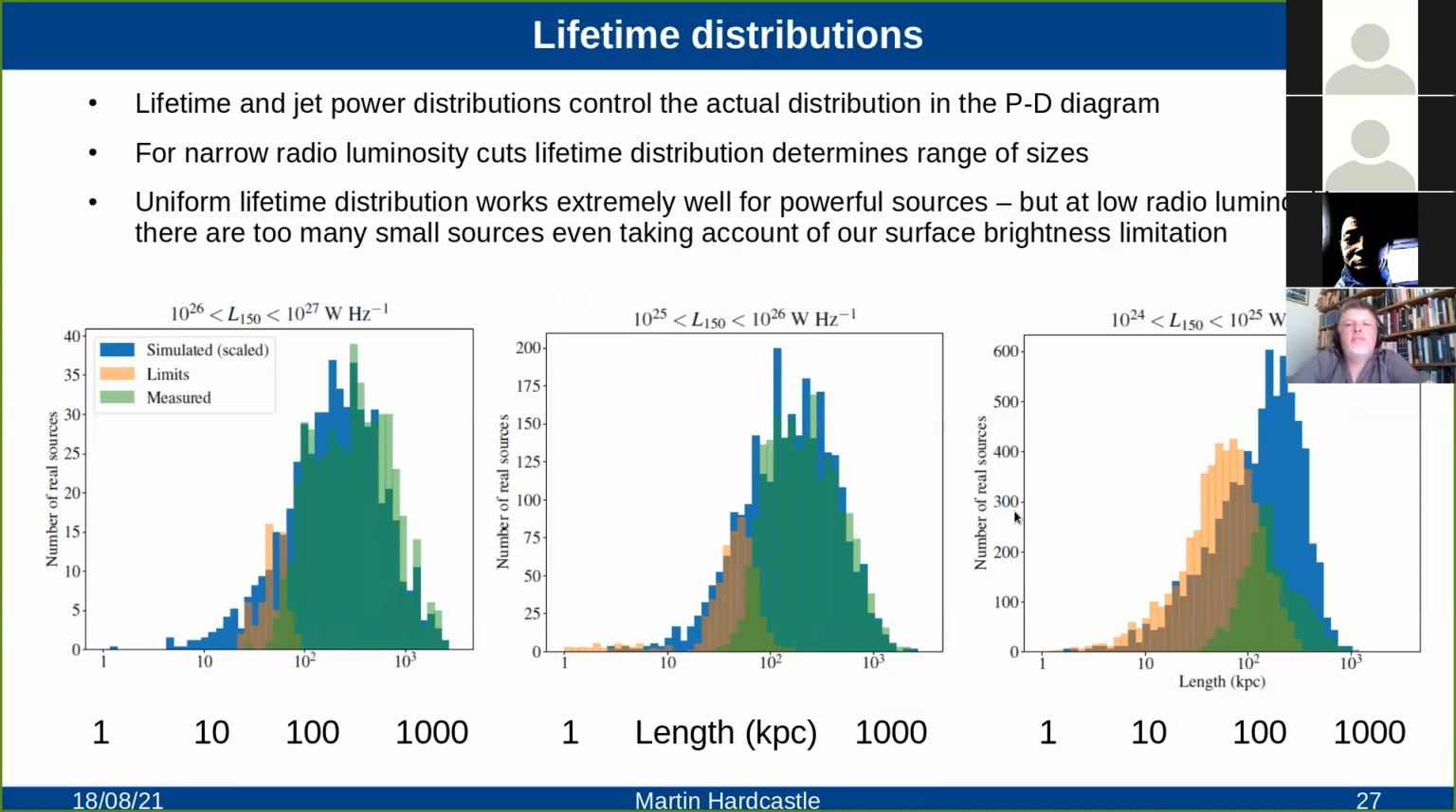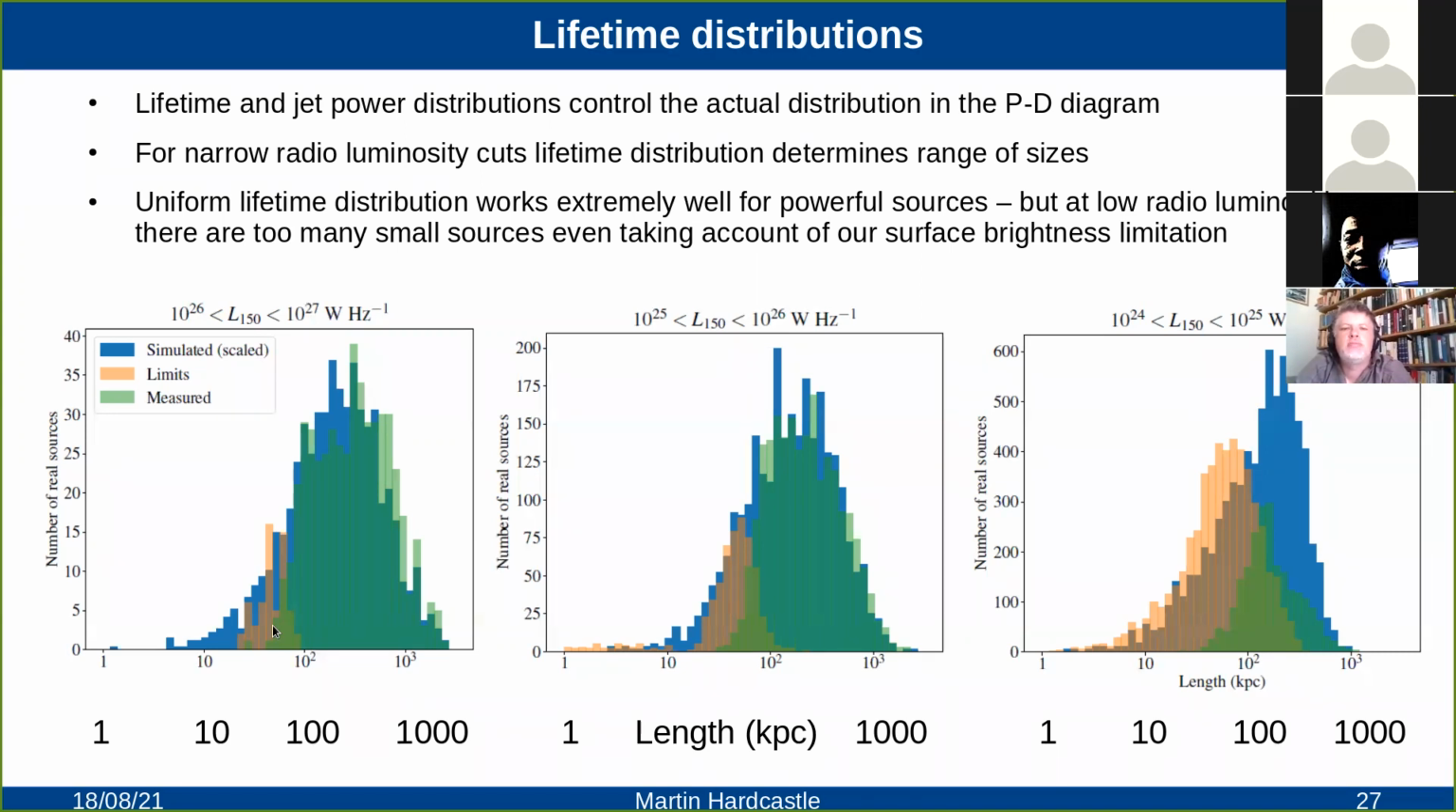Okay, so what we can do with this is try to work out, for the places where we are reasonably complete, what does this imply for the distribution of lifetimes? Because the distribution of lifetimes controls the distribution of sizes. So this was the first thing we tried to do. And we simply simulated a distribution of lifetimes through the analytical models and compared it to what was observed.